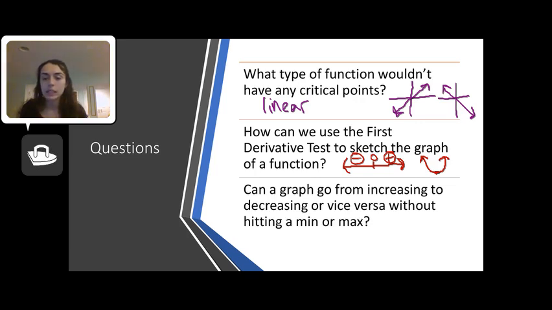Can a graph go from increasing to decreasing or vice versa without hitting a min or max? Yes, Josh. Okay, you're close. So Josh said that since we can have a critical point that's not a min or a max, that we can go from increasing to decreasing without hitting a min or a max. But actually, if we're going from negative to positive or positive to negative, right? We have to hit 0 somewhere in between here. There has to be a 0 between them. So we always do hit a min or a max when we're going from positive to negative or negative to positive.